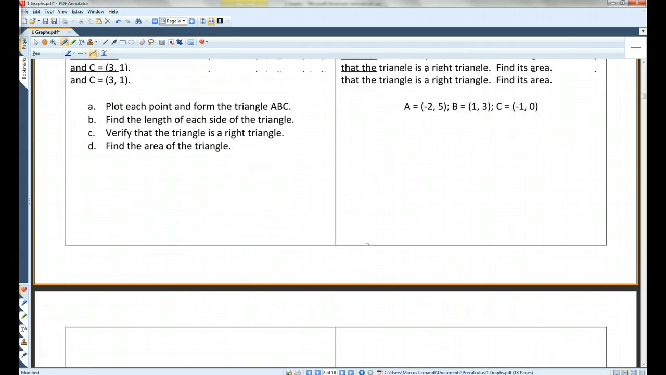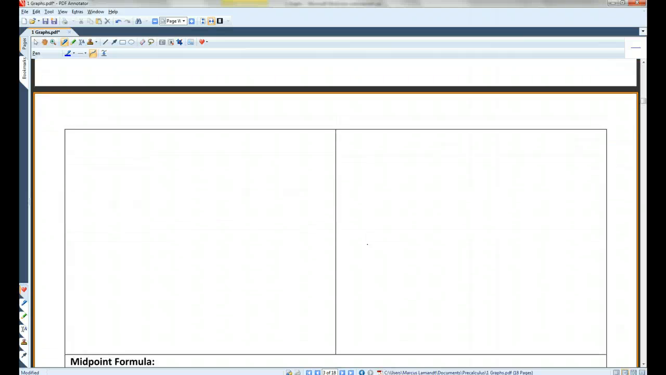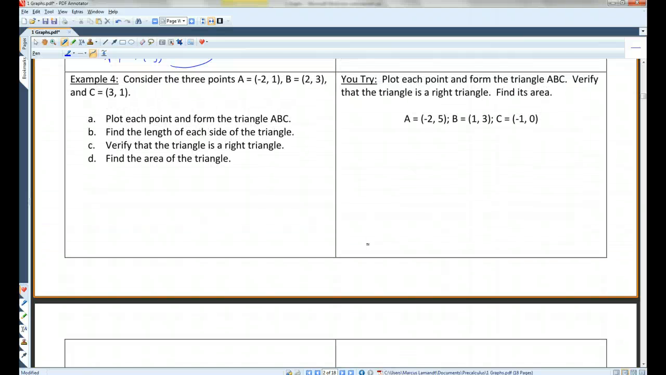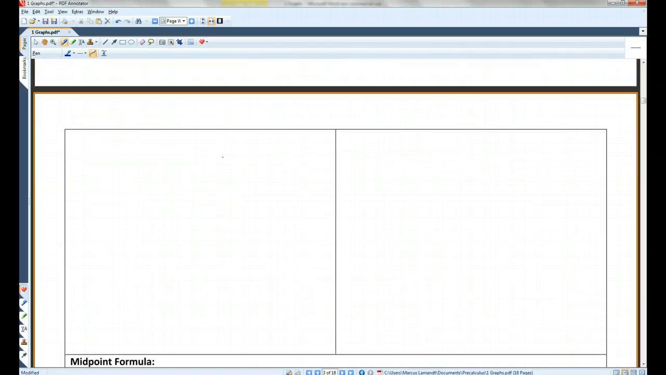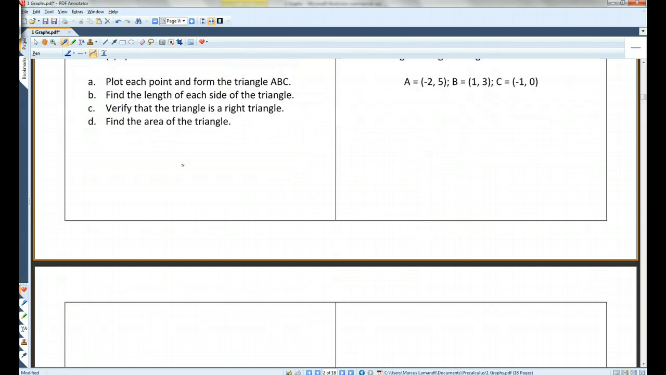Okay. This one, unfortunately, I had to split between 2 pages. I apologize for that. That's just how it worked. Consider the 3 points, A, B, and C. Plot each point to form a triangle ABC. Alright, so first things first. Were they all positive? Nope, some of them are negative.